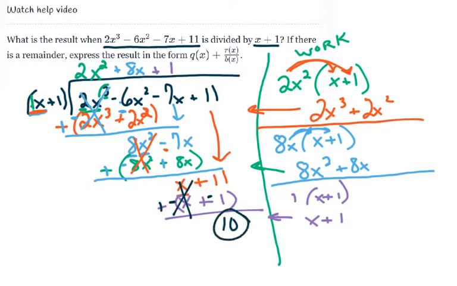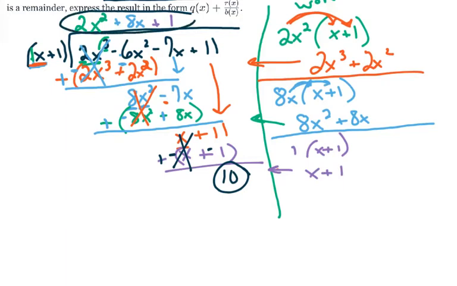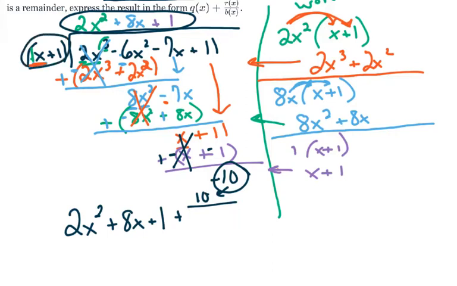So I have a remainder. So what you do with that is you simply take your quotient, your answer up here, and write it. So I'm going to write my 2x squared plus 8x plus 1. And this is a positive 10 right here, so I'm going to add plus 10. This becomes your numerator. And what is your denominator? Just like long division before, it's what your divisor was, x plus 1.